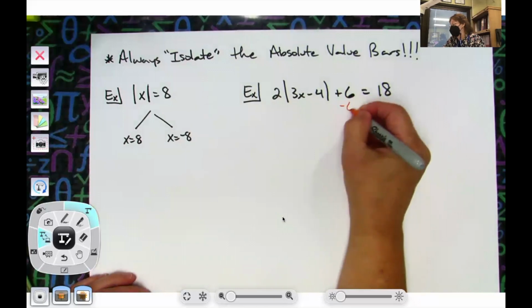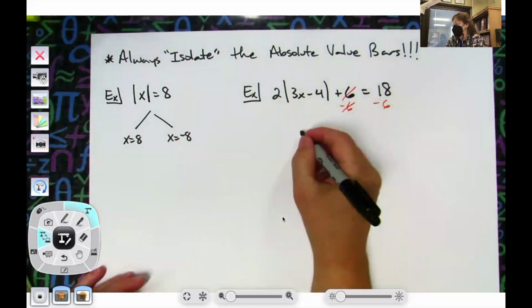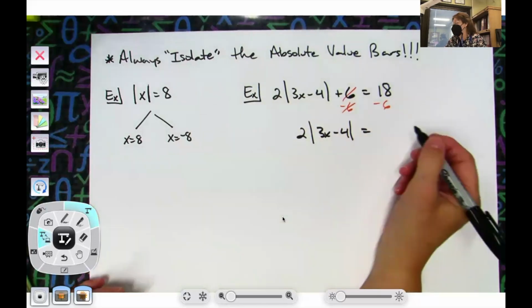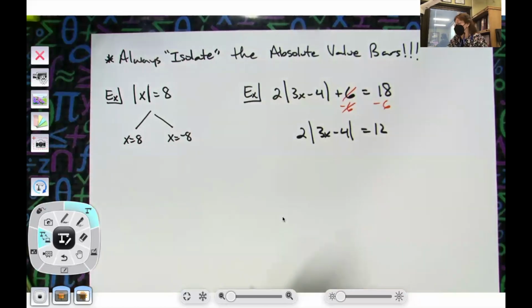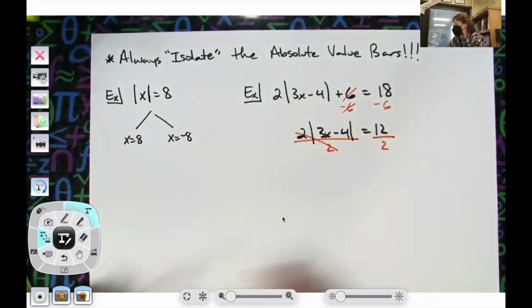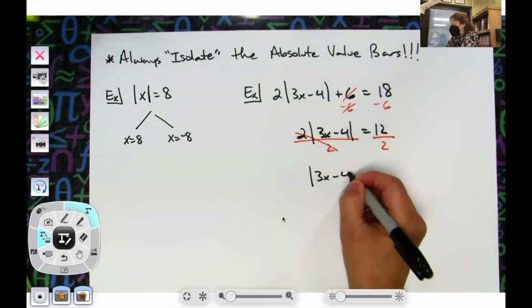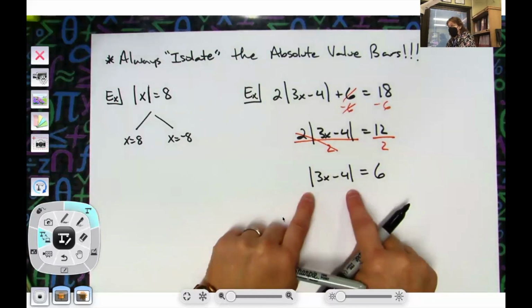So subtract your 6, get rid of it. Then we're going to have 2|3x - 4| equals 18 minus 6, which is 12. Keep going because it's still not isolated. So divide both sides by 2. Now finally I get down to the absolute value of 3x - 4 equals 6. My absolute value bars are now isolated.